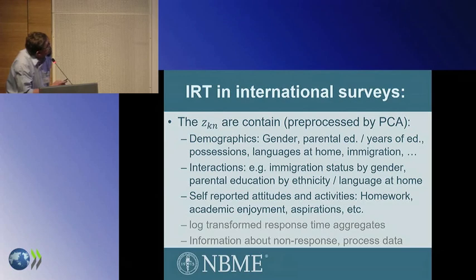They contain demographics. They might contain something like interactions, so immigration status by gender, because that is actually a thing that is important. Immigrants from different countries differ a lot in terms of how well they do in the school systems. And in tendency, girls tend to do better in schools with immigration status, probably in general by now. There's also parental education by ethnicity or language at home, because education has a very differential effect. Also, years of schooling is not worth the same across ethnic groups.